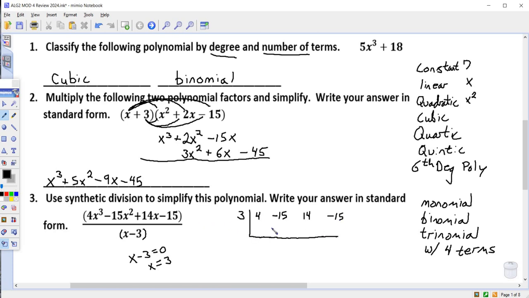Synthetic division, we follow this pattern. We add down and multiply up. So this is what that means. When we add down, I add those coefficients. I add that first coefficient, 4, and I don't have anything to add it to. 4 plus nothing is 4.